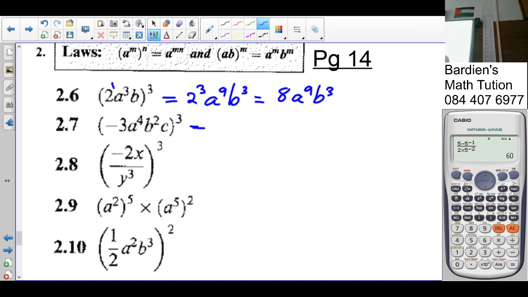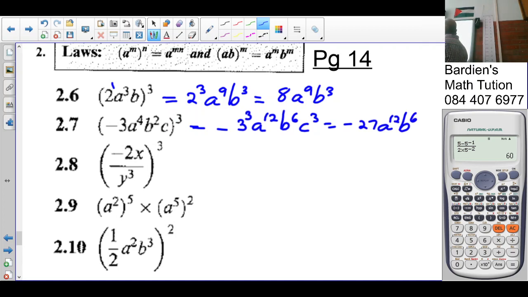Next, people, if it's a negative raised to an odd exponent, the answer will always be negative. If it's an even exponent, it will always be positive. It's going to be negative. 3 cubed A 12 B 6 C cubed, which simply gives us negative 27 A 12 B 6 C cubed.